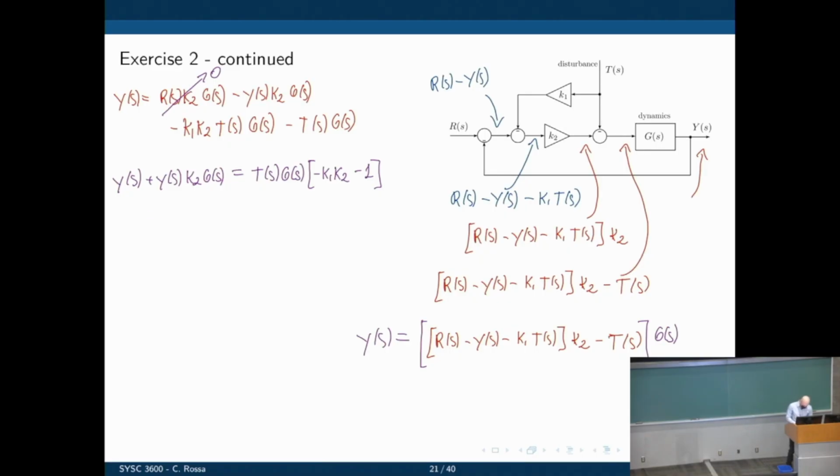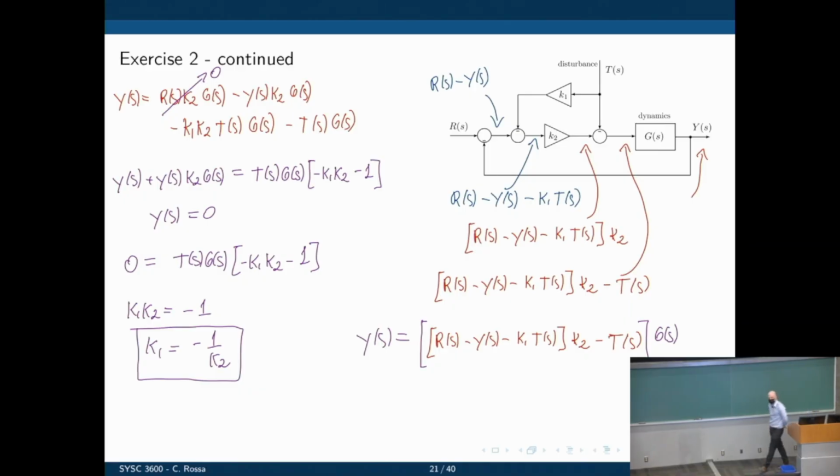Y is 0. So if Y is 0, we have 0 equals T of S G of S times minus K1 K2 minus 1, which means that negative K1 K2 equals negative 1, K1 equals negative 1 over K2. So if this condition is met, then whatever we put in T of S will result in a 0 displacement in the output. In other words, whatever happens to the road doesn't matter, because Y is always 0 regardless of T.